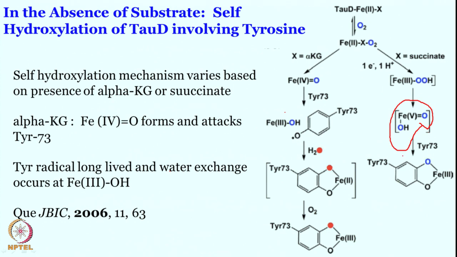And from there on, as you can see, this iron 5 oxo hydroxo can also give this catechol type of intermediate formation. Okay, so the conclusion from this reaction is tyrosine radical is long lived, and water exchange occurs at iron 3 hydroxo, as you were mentioning over here. And iron 4, of course, iron 4 oxo forms and attacks tyrosine 73. So these are all we have discussed so far.